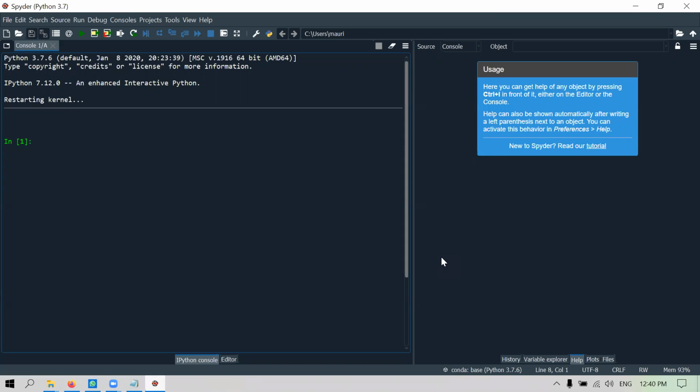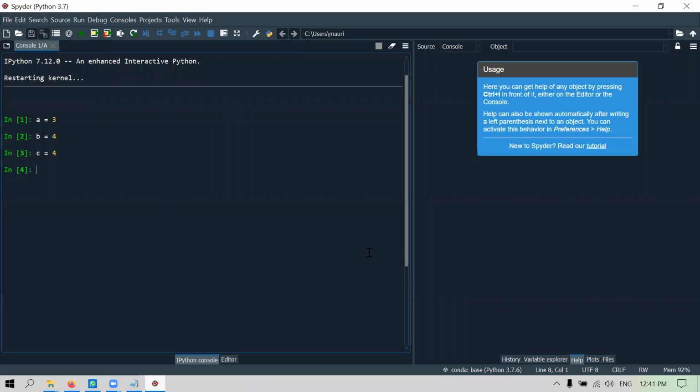Let's just have three variables. A equals 3, B equals 4, and then C equals, let's say, 4. Comparator operators are simply operators that give us only two outcomes, true or false. So let's say we ask whether A is more than B. A more than B is false, because 3 is not more than 4. So that gives us false.